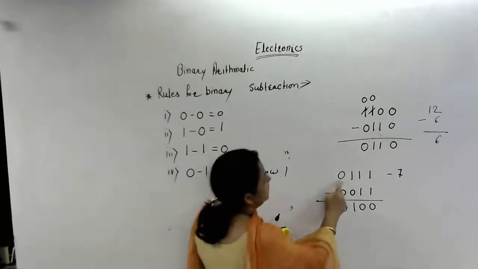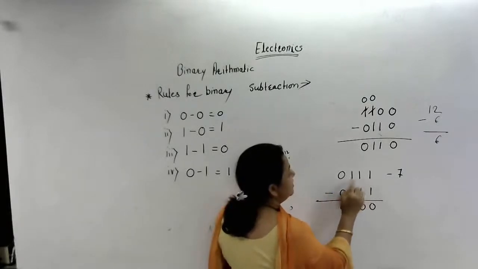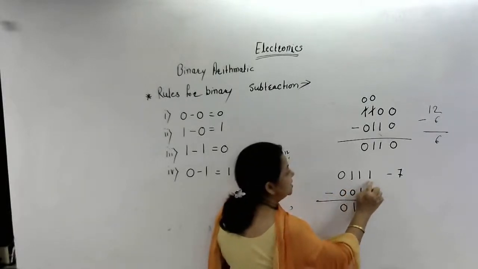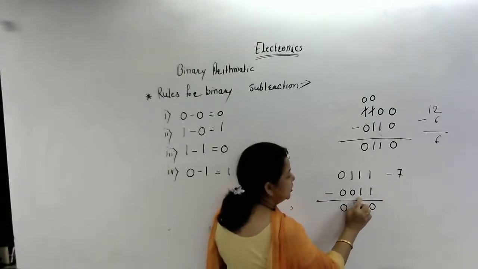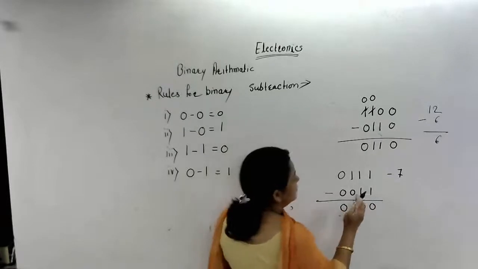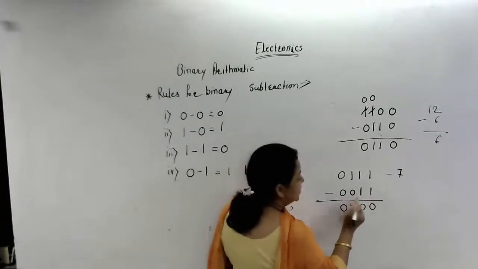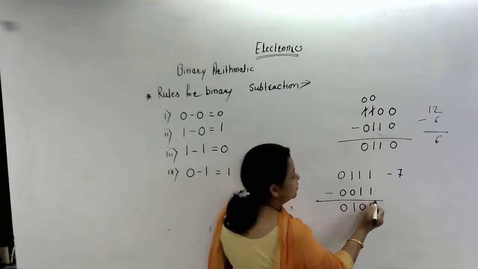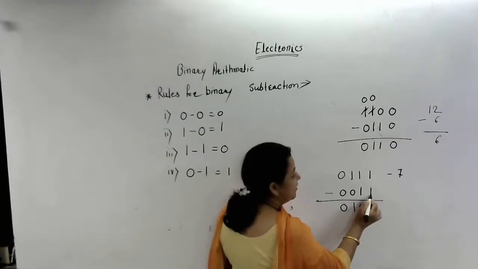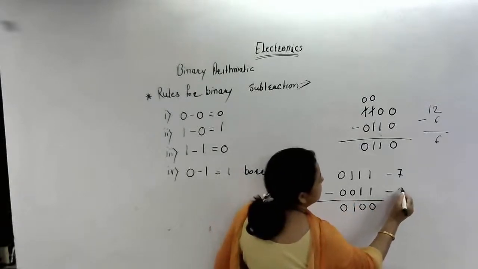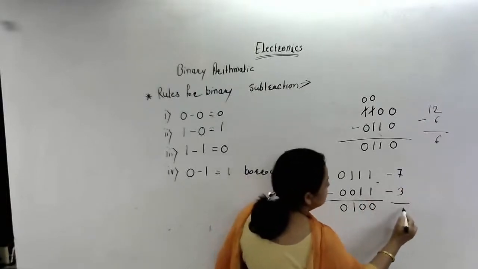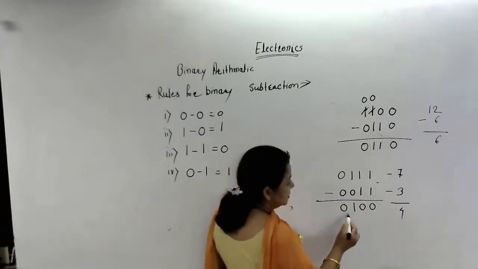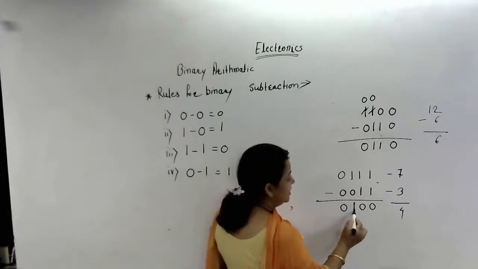So here the meaning of 0, 1, 1, 1 is 4 plus 2 plus 1, which is equal to 7. Here 0, 0, 1, 1 means 2 plus 1, because the place value of the second LSB is 2 raised to 1, and here 2 raised to 0 means 1. 2 plus 1 is 3. So 7 minus 3, the answer is 4.